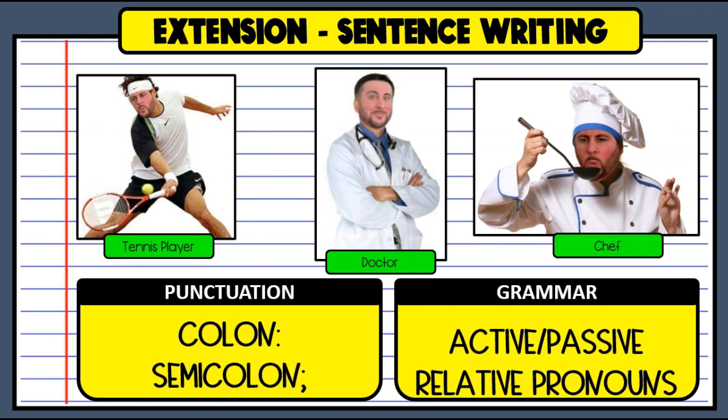Alright, so as you can see, we got 3 handsome men there. We got a tennis player, a doctor, and a chef. We're going to go over everything we learned today and try and make some sentences using a colon, make another sentence with each one using a semicolon, and include active and passive voice in there. And can you include sentences that include relative pronouns for each one? Have a go. I'll get the timer on and I'll see you in the next video.